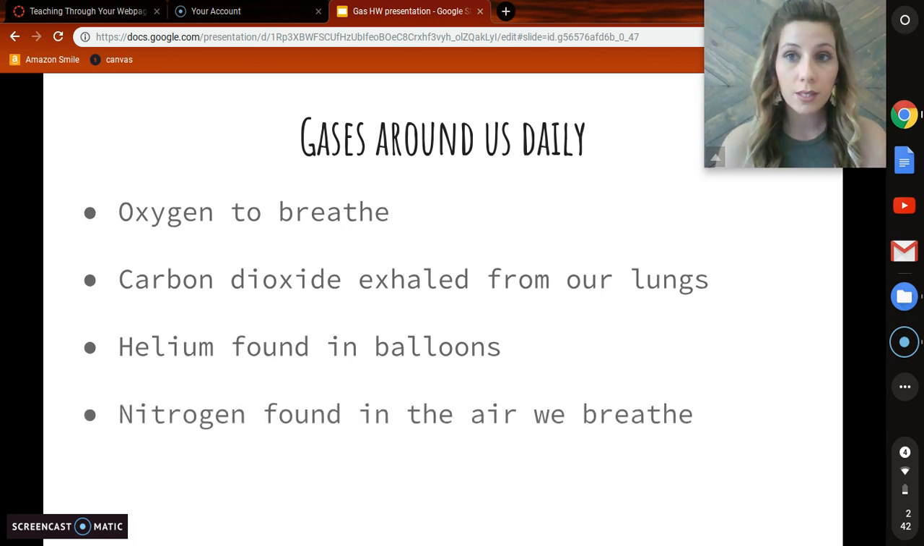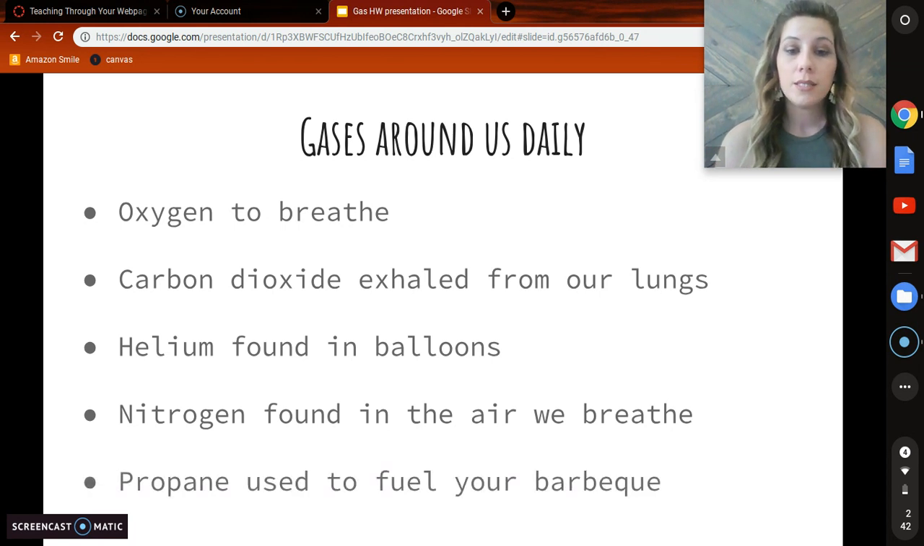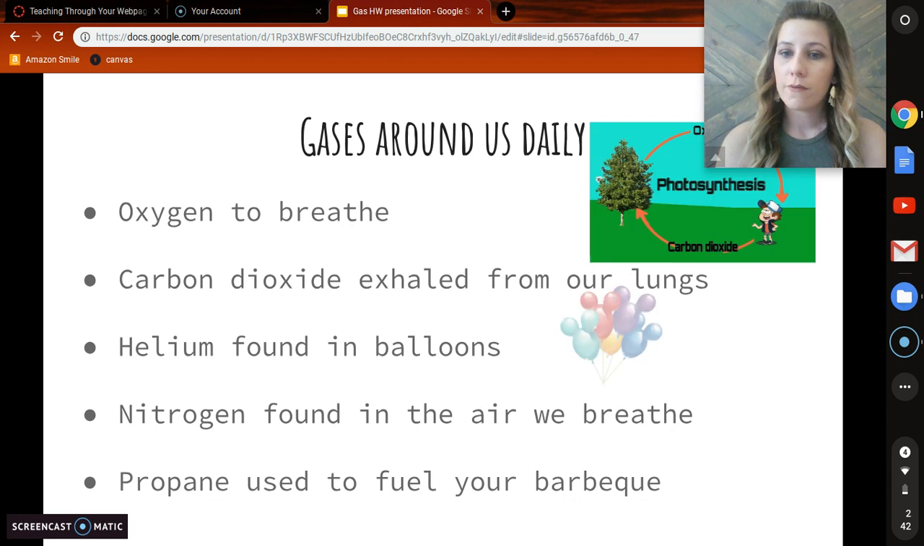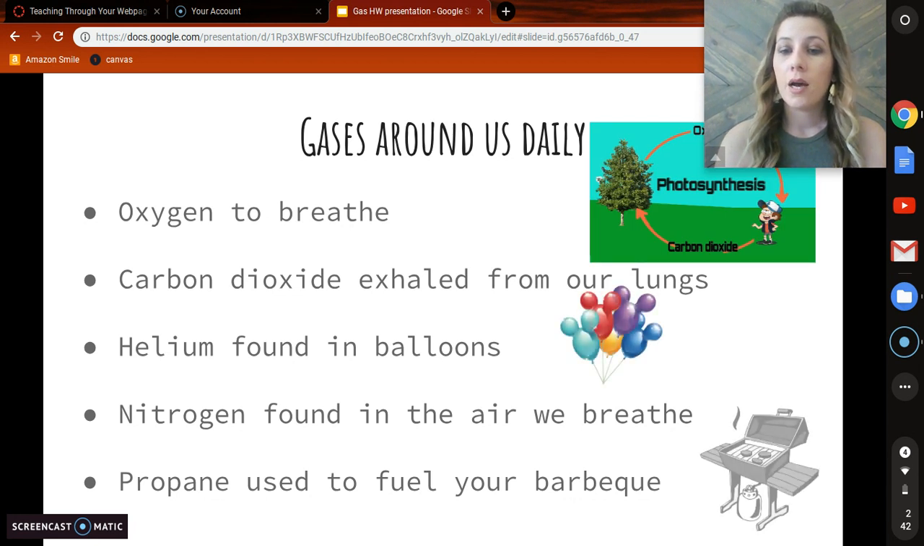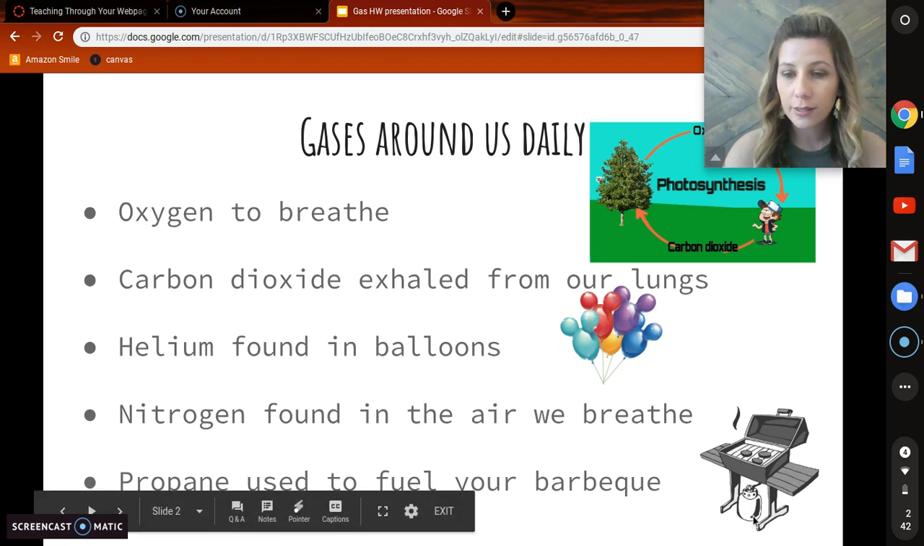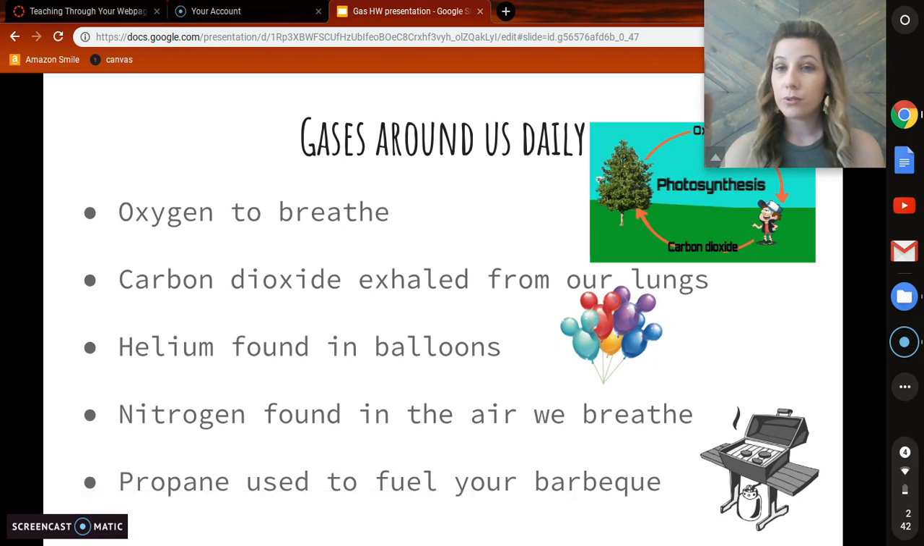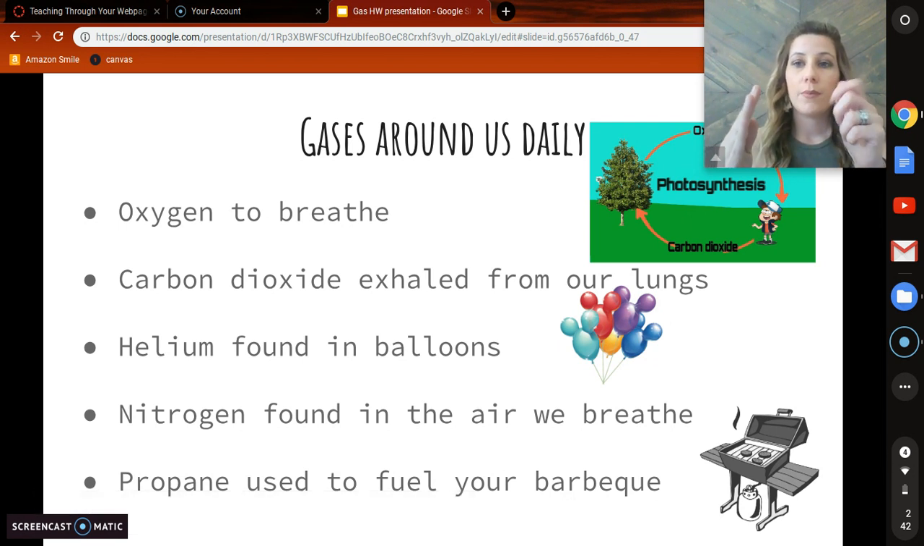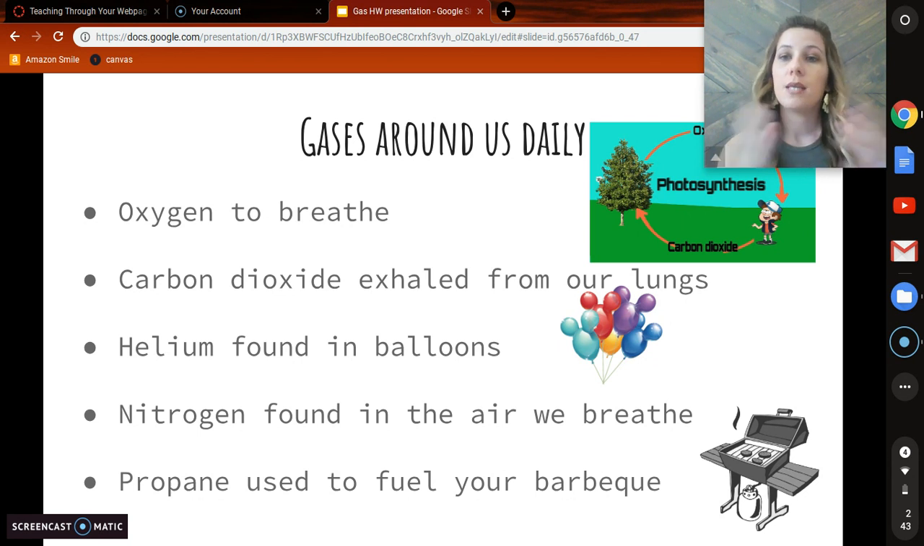Nitrogen is also found in the air that we breathe. It's also found in our soil. And propane is used to fuel our barbecues. So if you have a barbecue grill, then you have this little propane tank thing down here at the bottom, and it's actually a gas, and it releases the gas through a little tube. And if you ignite it with a lighter or a flame, then it is flammable, and it continues to release the gas, which continues to keep the flame, and that's what we use to cook our hot dogs and hamburgers.